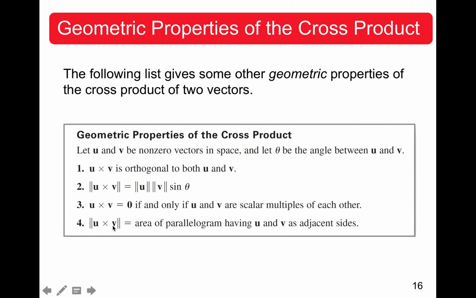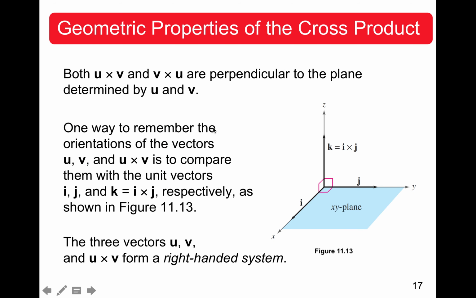And then the magnitude of u cross v is equal to the area of the parallelogram having u and v as adjacent sides. And we're going to use that in our last problem today. Both u cross v and v cross u are perpendicular to the plane determined by u and v. So here's a plane. One way to remember the orientations of the vectors u and v and u cross v is to compare them to the unit vectors i, j, and k. So k would be equal to i cross j. If you think about that here, that's going to create that 90-degree angle.